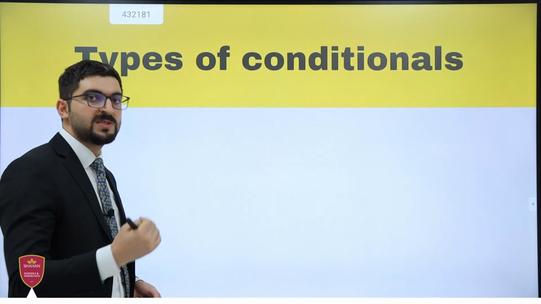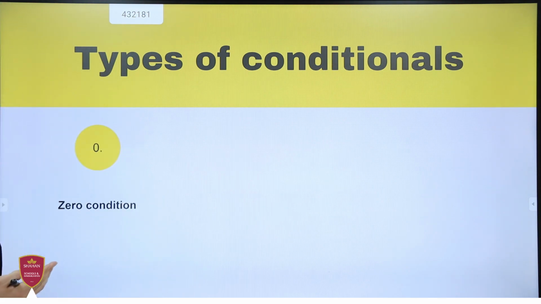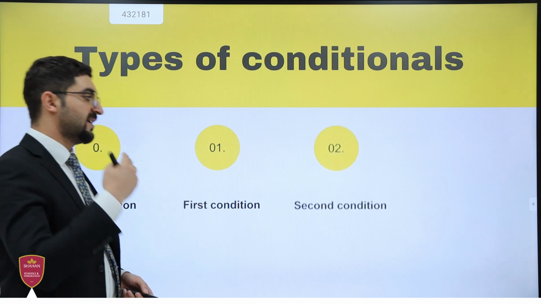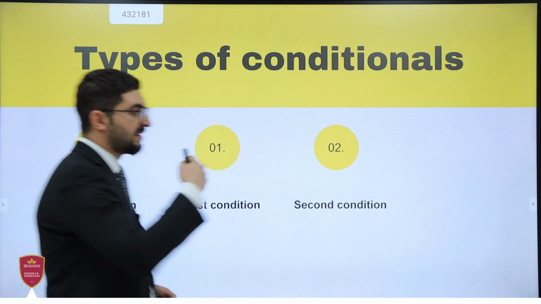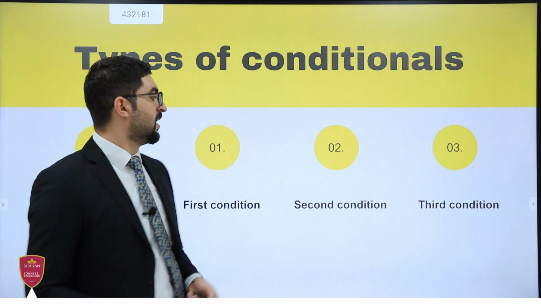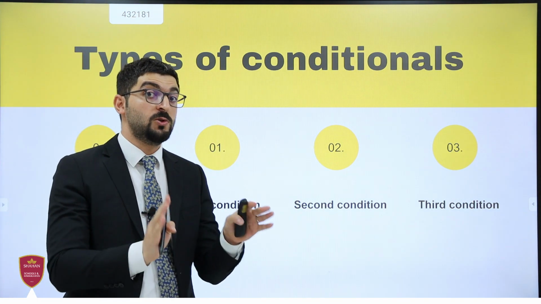So, how many types do we have in English? The first type is zero condition, and first condition. After that, second condition, and the last one is third condition. So, when do we use it? It is important. How do you use it, or when do you use it?